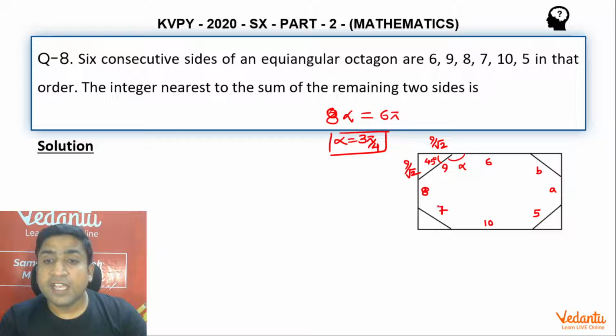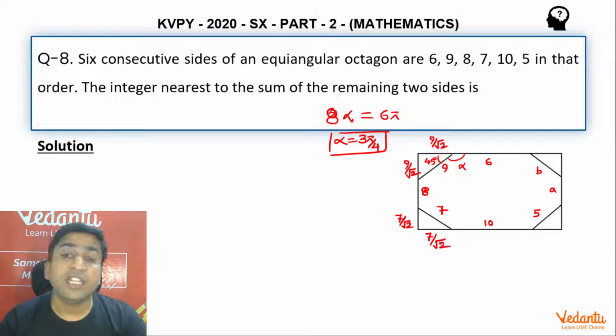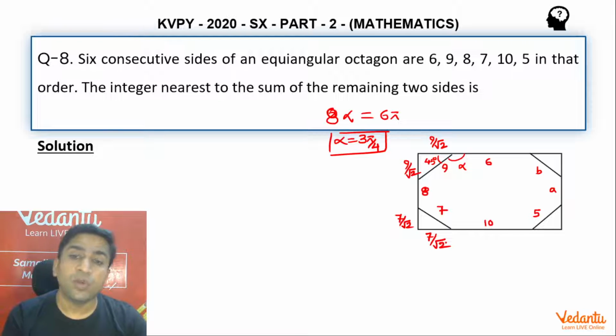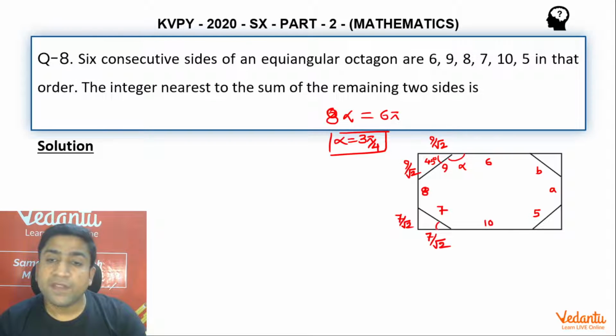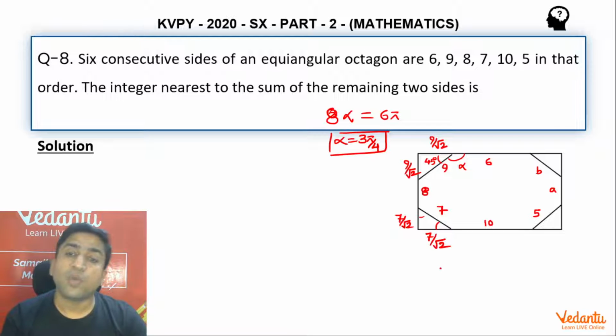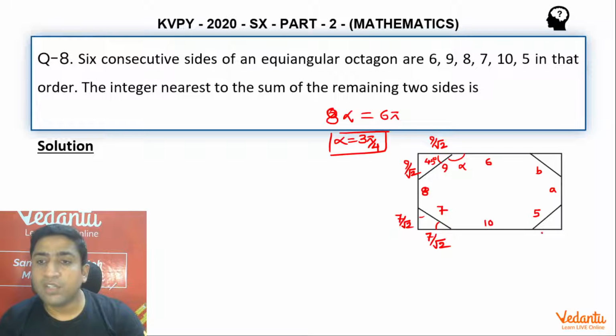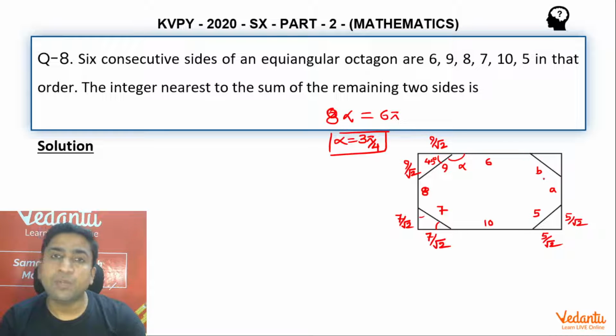If the next slanting edge of the octagon is 7, this length is going to be 7 by root 2, and this is also going to be 7 by root 2. The reason is the interior angle is 135, so this angle is going to be 45. Similar things happen for the rest of the edges: 5 by root 2, 5 by root 2, and similarly for b, it will be b by root 2, and this is also b upon root 2.